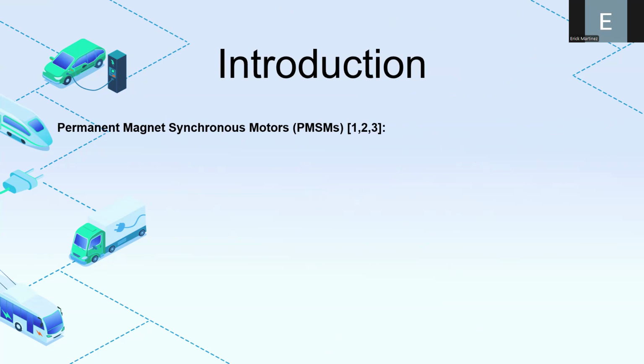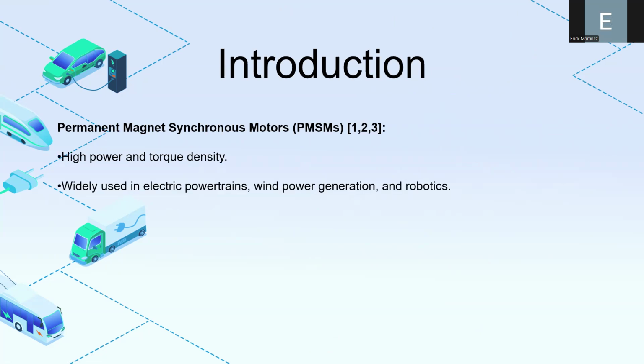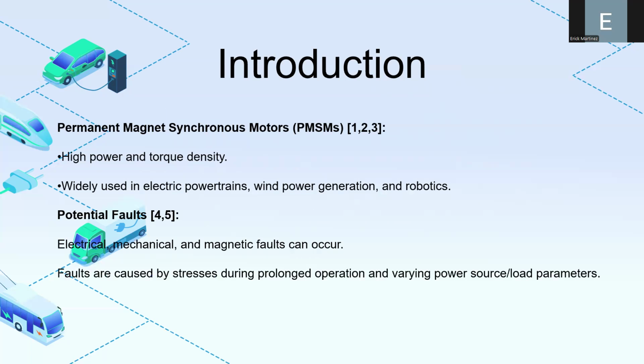Permanent magnet synchronous motors are widely used in many applications due to their high power and torque density. And they are widely used in electric powertrains, wind power generation, and robotics. However, these motors are susceptible to faults. These faults could be electrical, mechanical, and magnetic. And these faults are caused by stress during prolonged operation and varying power source and load parameters.